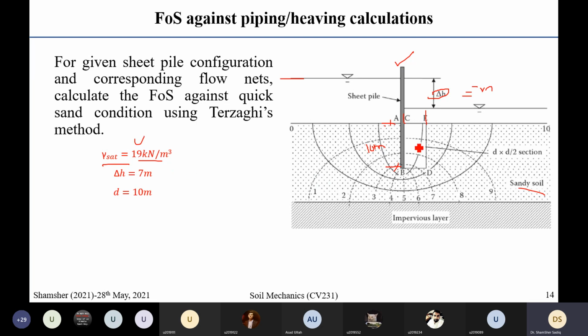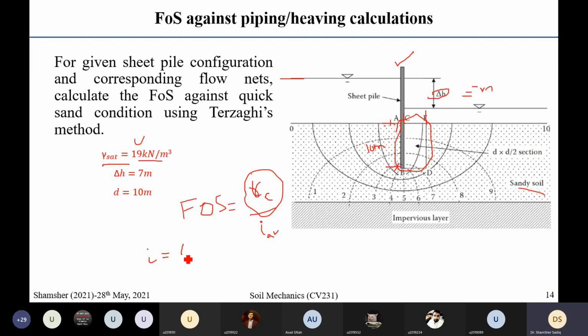Now your task is to evaluate the factor of safety of this wedge, or this entire structure, against the heave analysis using Professor Terzaghi's method. You know that the factor of safety against heaving is equal to i critical divided by i average. Now, i average we have to calculate using the flow net. I will explain in the next slide. And how can I calculate i critical? Who will tell?